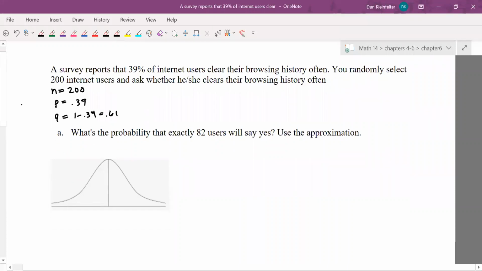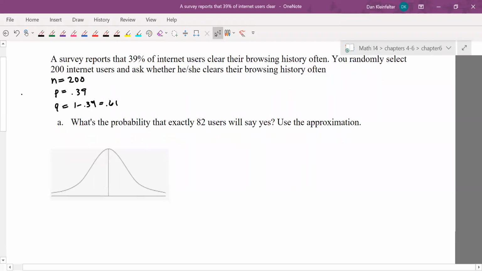All right, so here it says, what is the probability that exactly 82 users will say yes? We're to use the approximation. So we had better check and make sure that we're justified in using that approximation. So it's 200 times 0.39, and that works out to be 78, which is definitely more than 5. And then NQ will be even bigger, right? It's 200 times 0.61, and that's going to be bigger than 5. So we are okay.